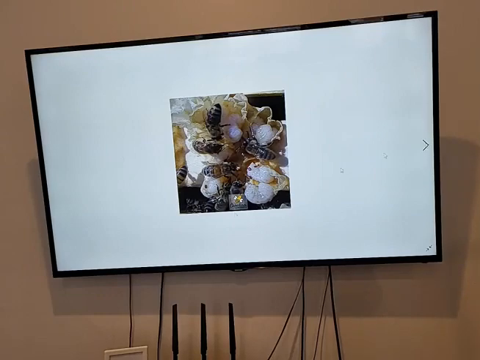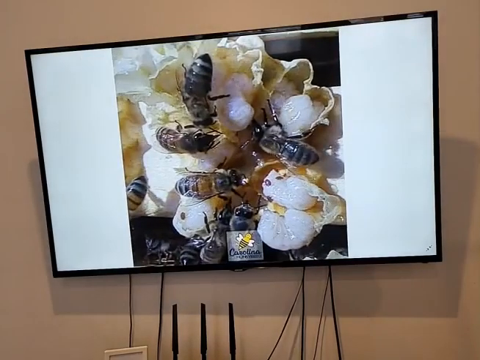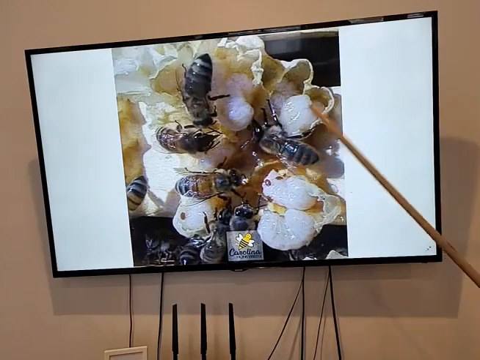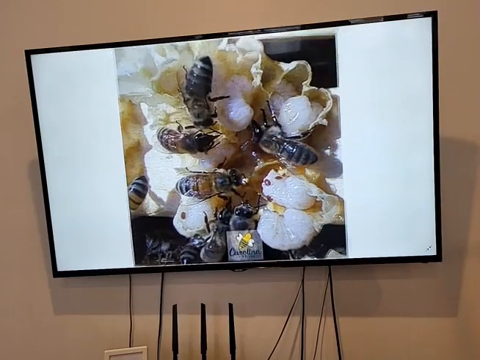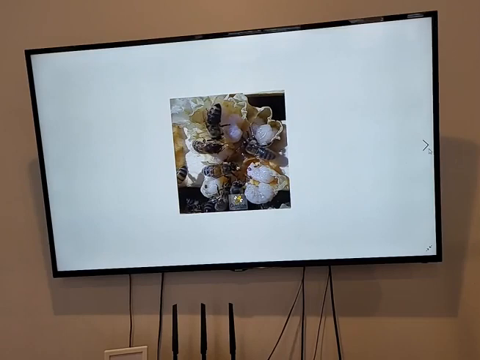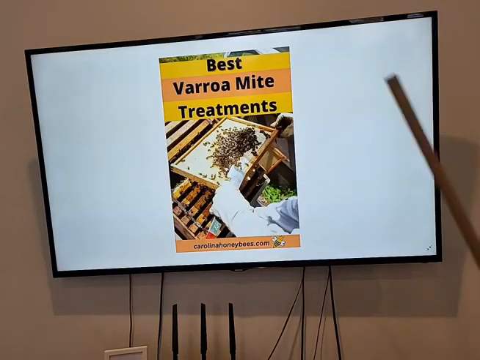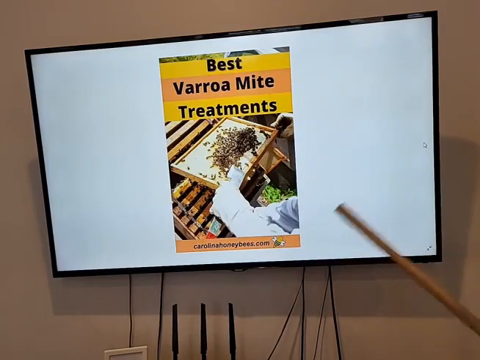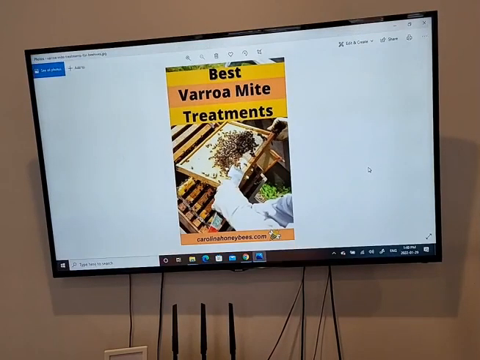This is babies, bee babies. You see the Varroa here, and the bees are there. Best Varroa mite treatments. You see, it's a whole industry around the diseases that appear in the beehive. I think this is the end.